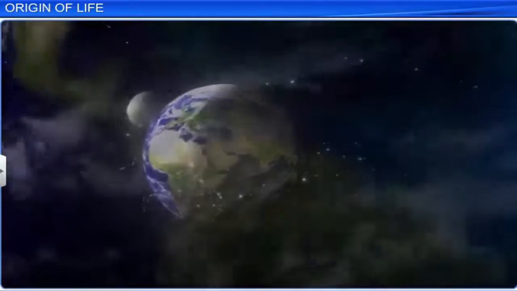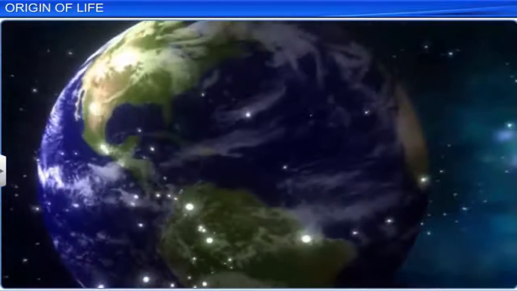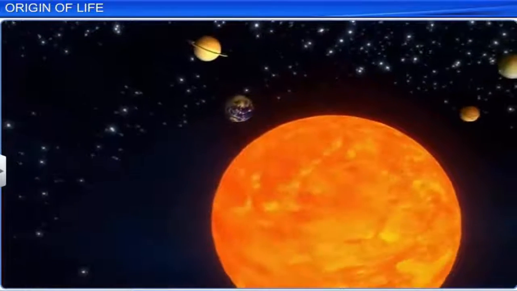The origin of life forms, or biodiversity, is interlinked with the evolution of the Earth, which is again closely associated with the evolution of the universe. The universe is vast, comprises many galaxies, and is almost 20 billion years old. The Big Bang Theory attempts to explain the origin of the universe.